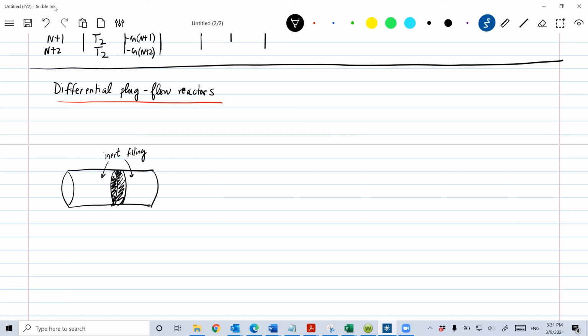And you have a very small bit of catalyst somewhere, smack in the middle of your reactor. Then you have FA naught going in, and you have this little length, which you can call delta W. This is a very small bit of catalyst, and you can say how much is going in, FA naught, and how much is exiting, FAE.